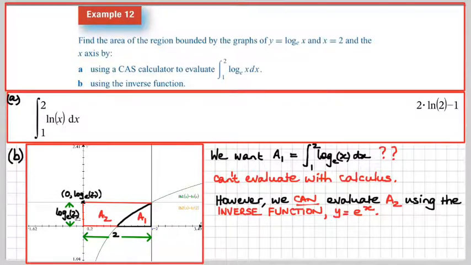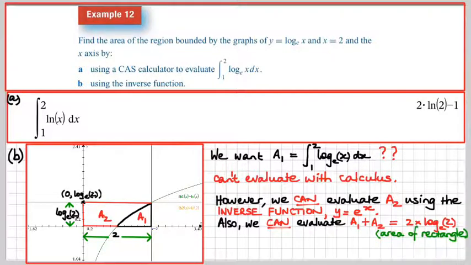But we can evaluate A2 using the inverse function y equals e to the x. This is very exciting, and I'm going to show you in a minute on the next screen. Yes, we can evaluate A1 plus A2 because that's that rectangle that I just showed you over there, and that's actually 2 times log 2 the base e. Okay, that's easy. Yes, the area of a rectangle.